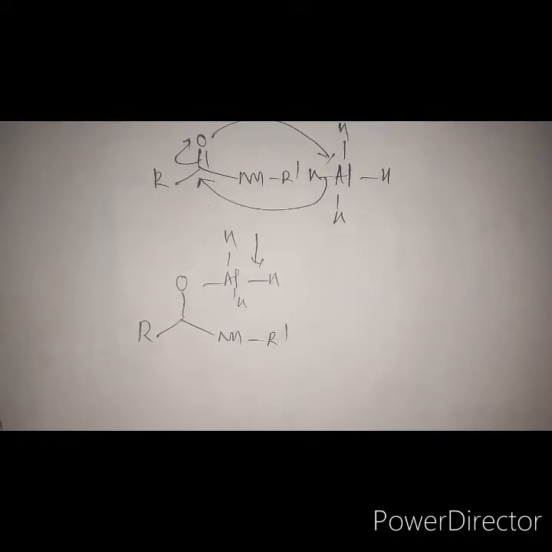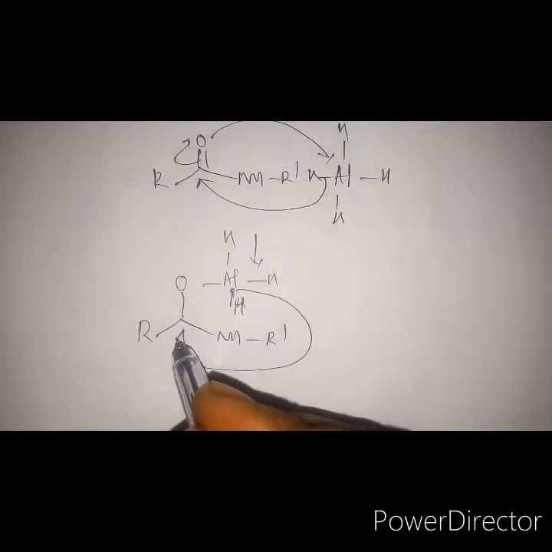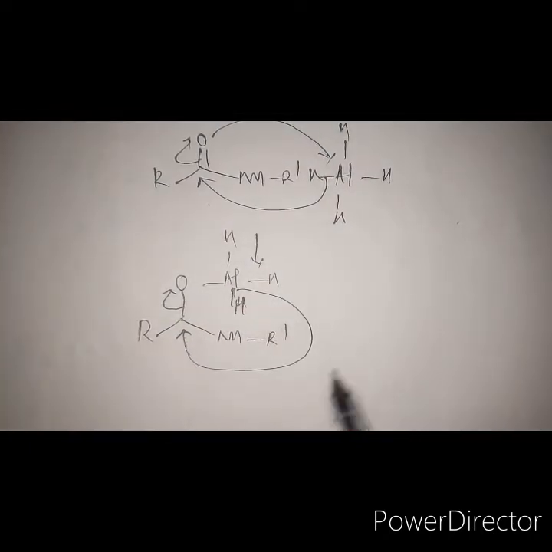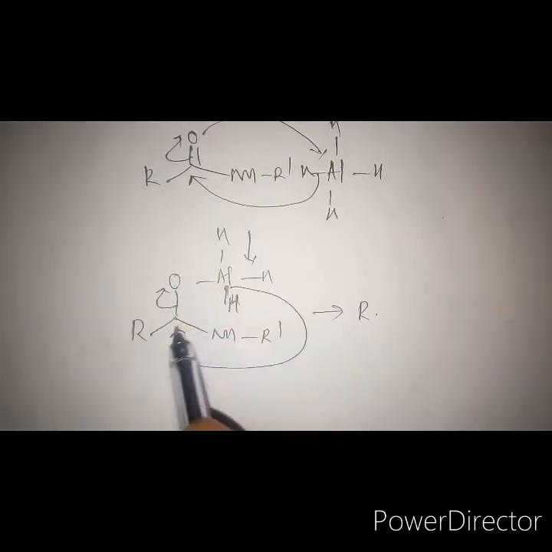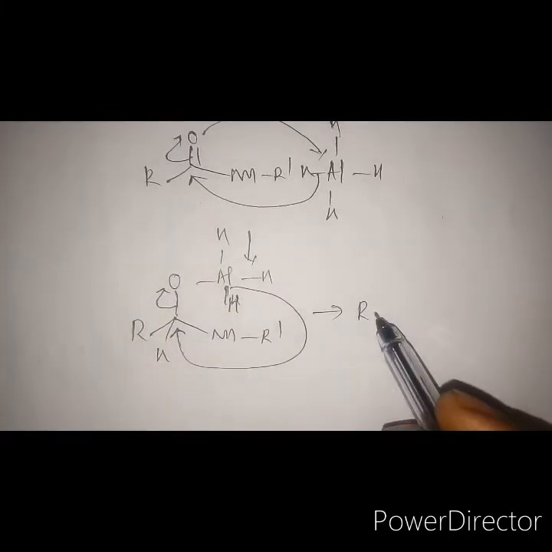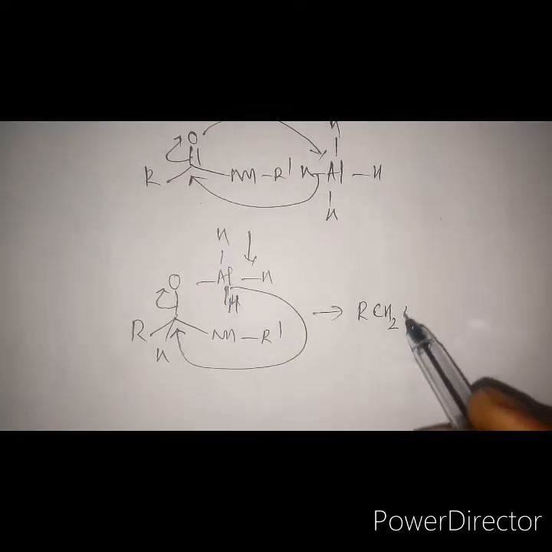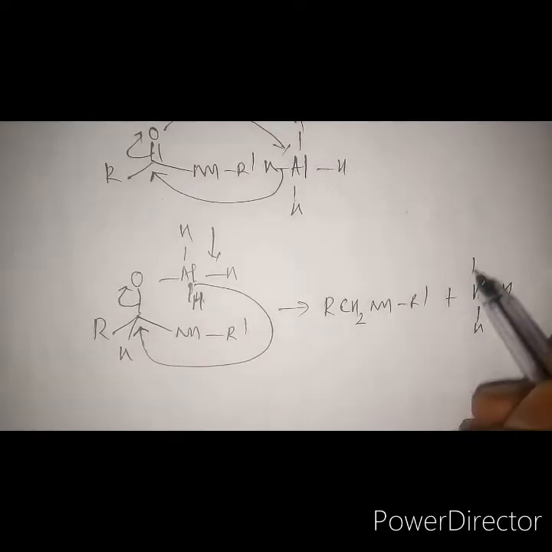Now this hydride will again transfer here. So once it transfers, this bond gets broken up. So along with the aluminum moiety, it's broken up. We will get R. So it's already transferred one H. So here one more is transferred. So it is 2 CH2 NH R dash. So we'll get Al H H O minus.